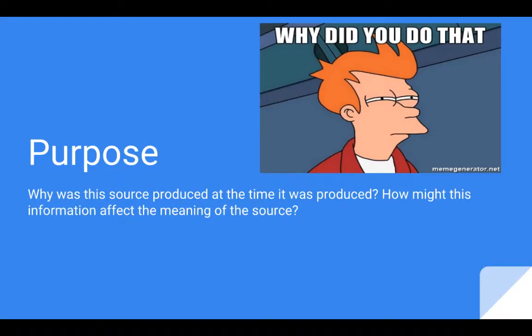Then, what is the purpose? Okay, was it to accomplish something? Was it to convince people of something? Was it to explain something? Was it to dissuade people from something? What is the overall purpose?